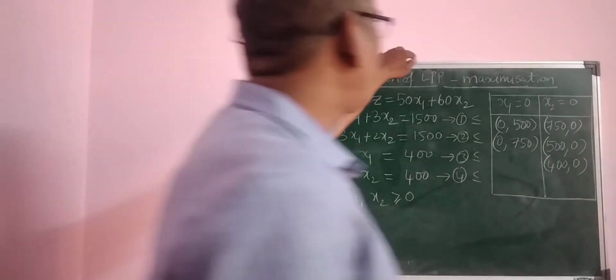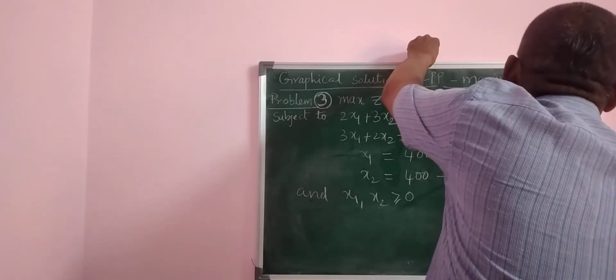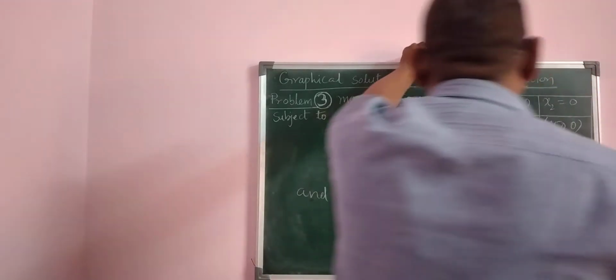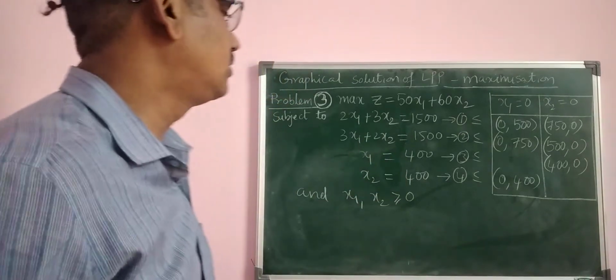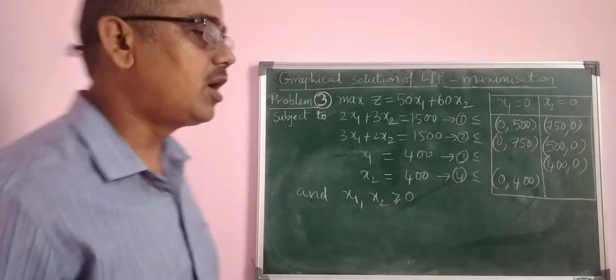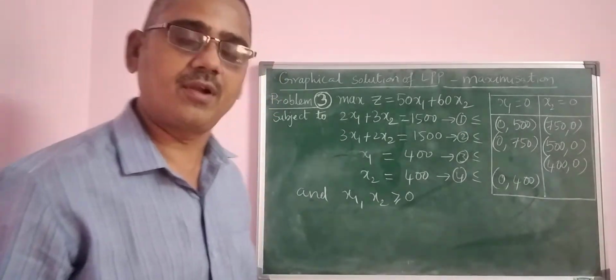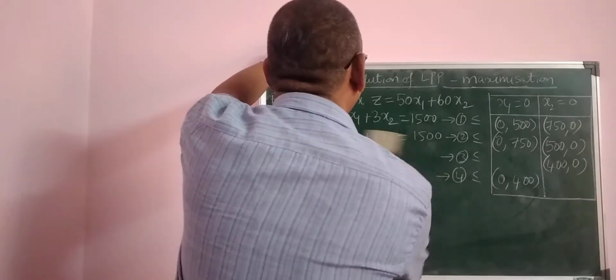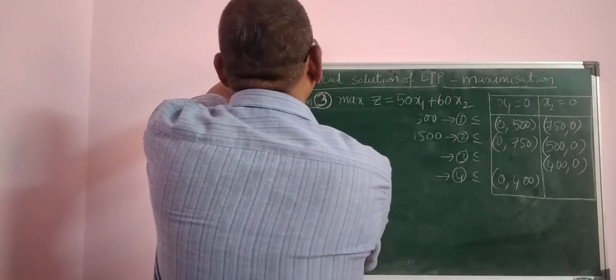Next, x2 is equal to 400. So therefore it is (0, 400). So this is the point (0, 400). That itself is required to draw a straight line, so no need to have any second point, right? So now take the graph paper and start the problem.